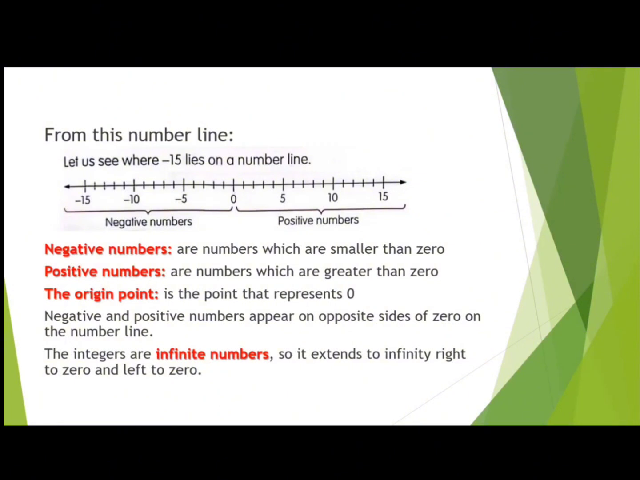So if I say this is 1, then negative 1, this will be 1. Negative 2, 2. Negative 3, 3. Negative 4, 4. Negative 5, and 5. The integers are infinite numbers, so they extend to infinity to the right of 0 and to the left of 0. If I go in this direction, there are infinite positive numbers. If I go in the other direction, there are infinite negative numbers. So I draw an arrow here and an arrow on the other side also.